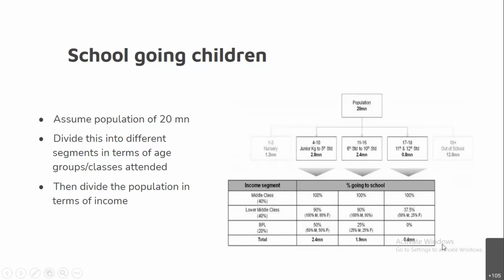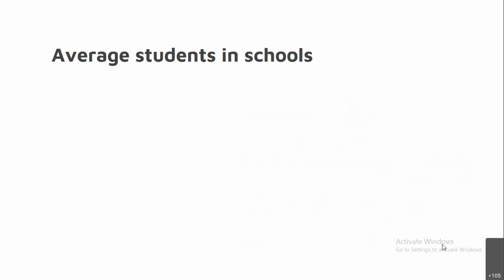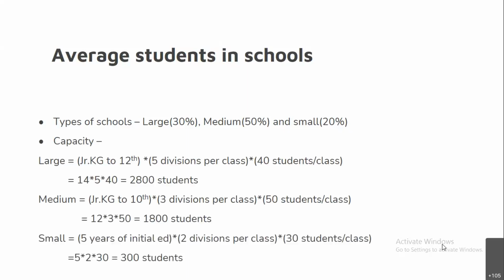Now you've got school going children. Now the second part of the solution will be, then you've got the types of schools. Now we already told large, medium, and small. So the percentages we can assume here would be 30, 50, and 20. So 30, 50, and 20 would be the size, the occurrence of the schools that you've taken.